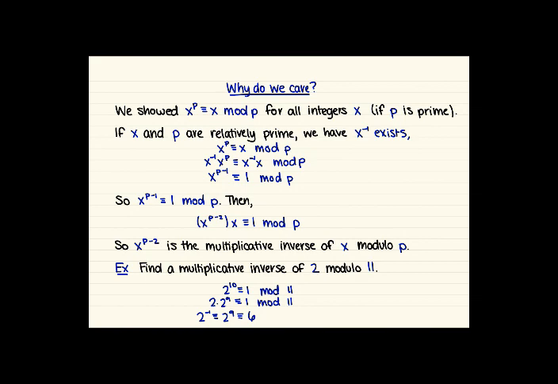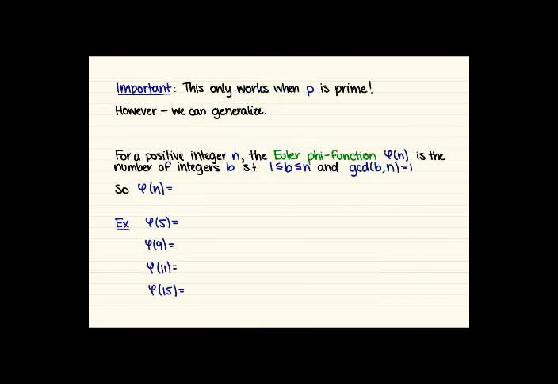This is also useful for some stuff to do with primitive roots. So we'll talk about that a little bit later once we talk about group theory, since that'll be a little bit easier to work with then. So it's important to remember here that what we just said only works when p is prime. However, we can generalize this. So we'll have to generalize this using something called the Euler phi function.